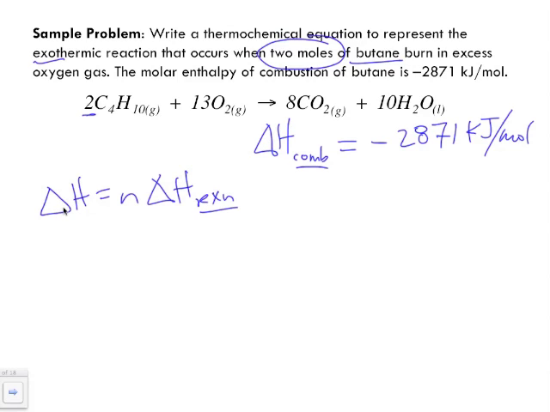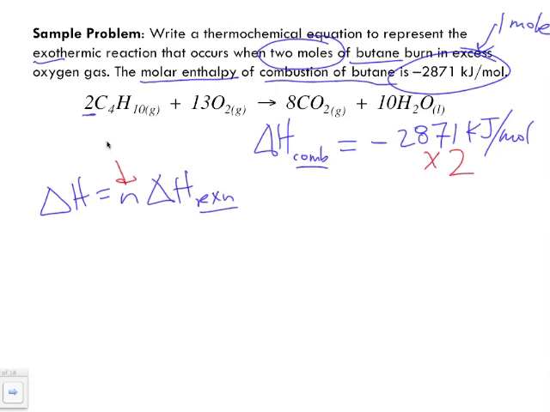However, another way you can do it is, here's this value based on this equation. But this is the combustion of butane. It's the molar enthalpy of butane, which means this is represented only by 1 mole of butane, not 2 moles. So to show 2 moles, we're going to take this value here and multiply it by 2.